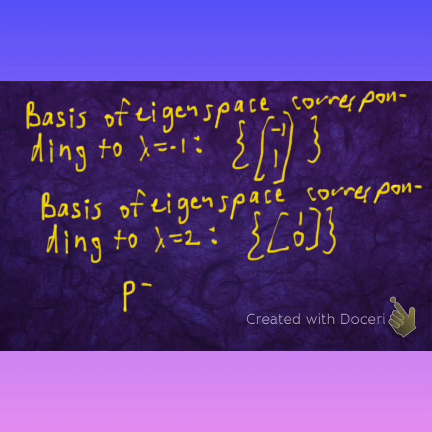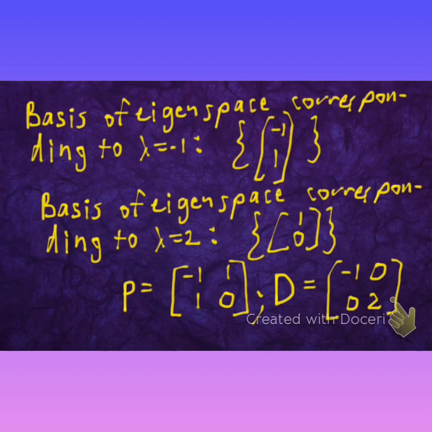So your diagonalization matrix is going to be the matrix with columns (minus 1, 1) and (1, 0). Your matrix D is going to look like that. It's going to be the diagonal matrix with the eigenvalues on the diagonal. So now we can compute the 10th power of A.